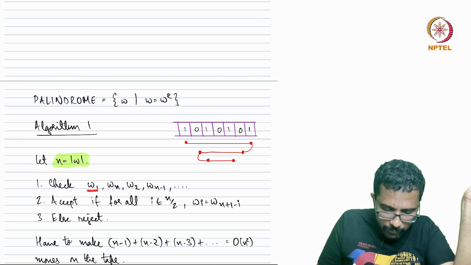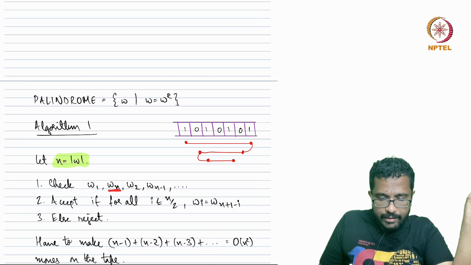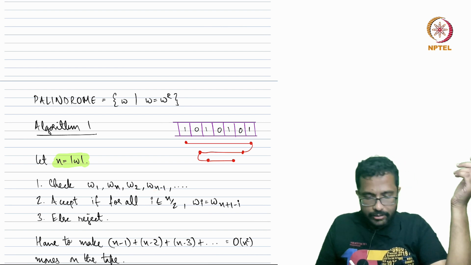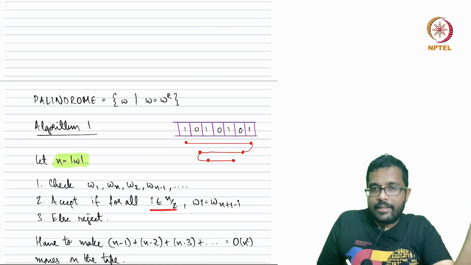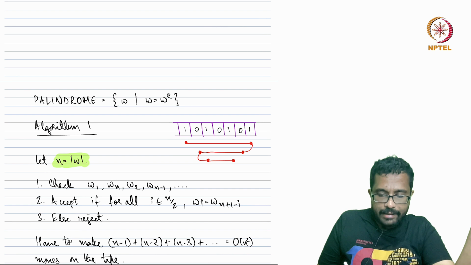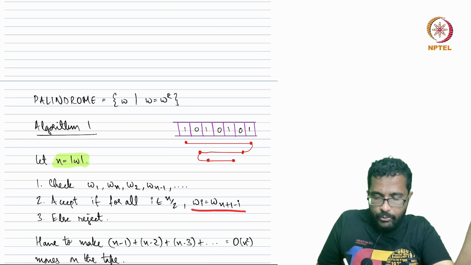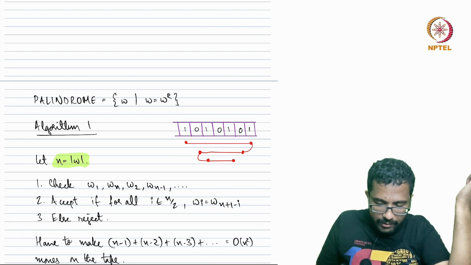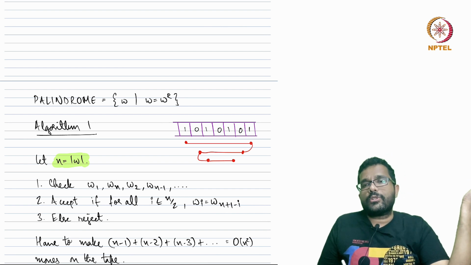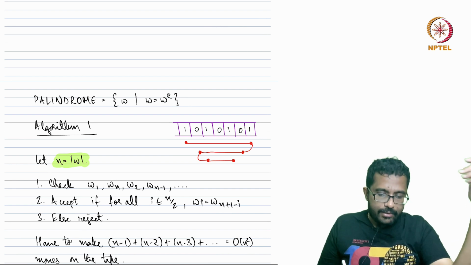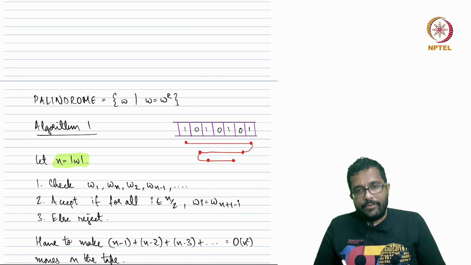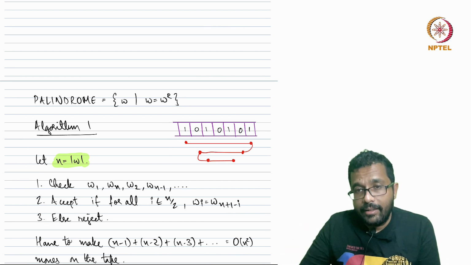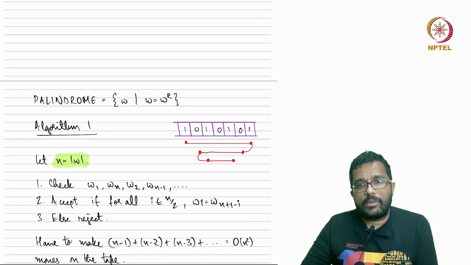So we check W1, which is the first symbol, and Wn, which is the last, then W2, which is the second symbol, and Wn-1, which is the second last, and so on. And you accept if for all i less than or equal to half the length of the string, Wi is equal to W(n+1-i). So if the string is a palindrome, these two should be the same. Otherwise, you reject. If even for one i, Wi is not equal to W(n+1-i), you reject.